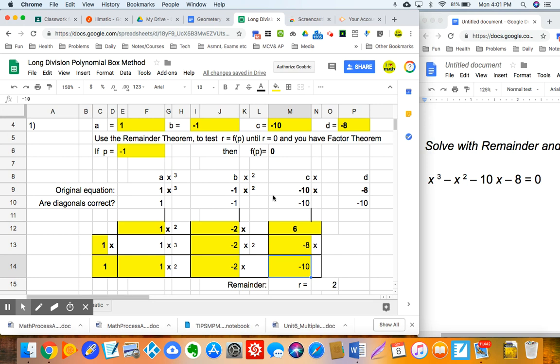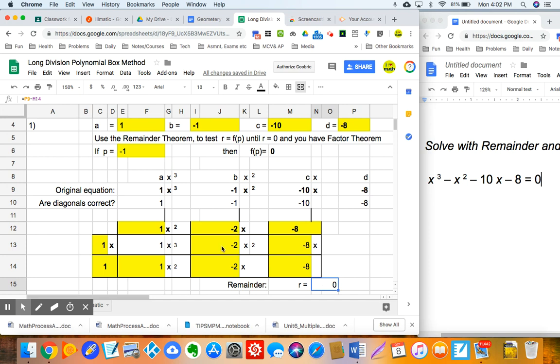The nice thing is that this checks to see if my diagonals are right. I should have 1x cubed, I have 1x cubed. I should have negative 1x squared, I've got negative 1x squared. I should have negative 10x, I've got negative 10x. Oh wait, I didn't do the final calculation though. So negative 8 divided by 1 is negative 8, and negative 8 multiplied by 1 is negative 8. If I've done it right, there should be 0 remainder, because I'm working on the premise that x plus 1 is a factor.